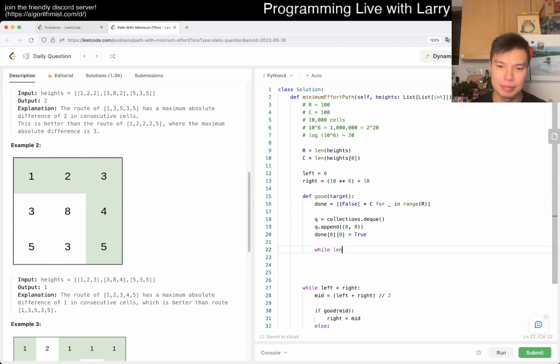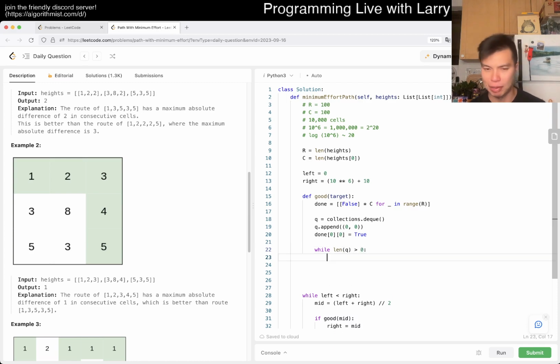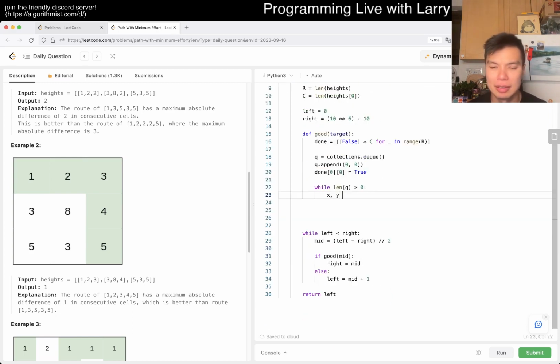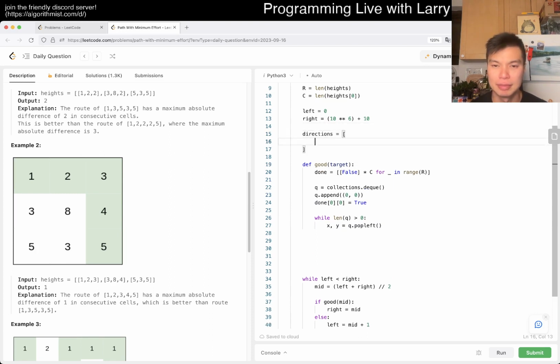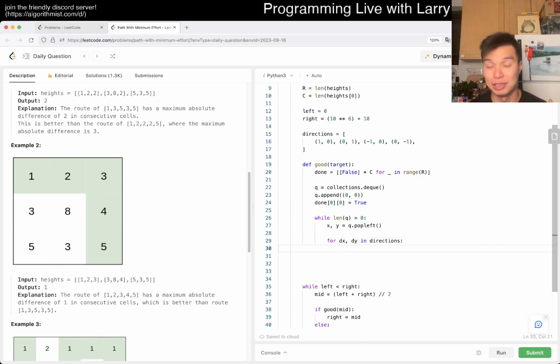Right, and this is just standard breadth-first search the way that I'm writing it. I'll set up directions. I guess I'll set it outside. And like I said, this is really standard breadth-first search, though. Watch me muck it up anyway.